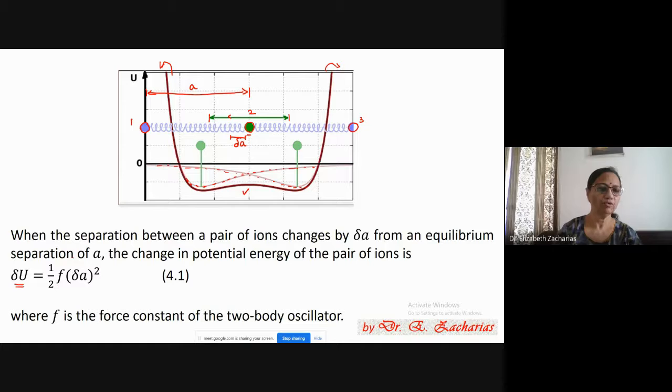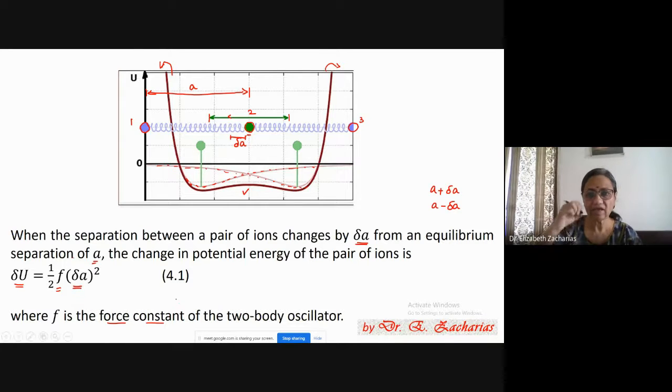Okay. So here we are going to write in terms of change in potential energy delta U because of a change delta A from equilibrium separation A. Instead of A, if the separation becomes A plus delta A or A minus delta A, then there is a change in potential energy. So what is that potential energy? The change in potential energy is half F delta A whole square. What is this F? I'm sure you are able to see that this F is the force constant K.